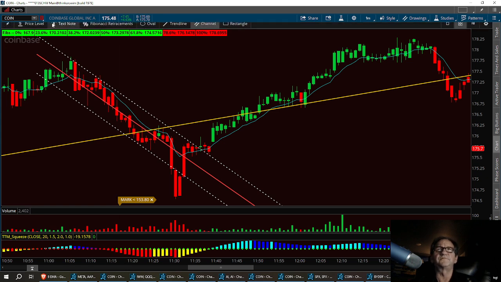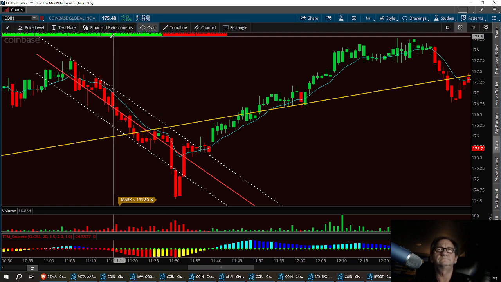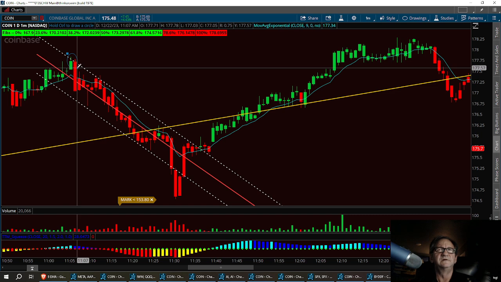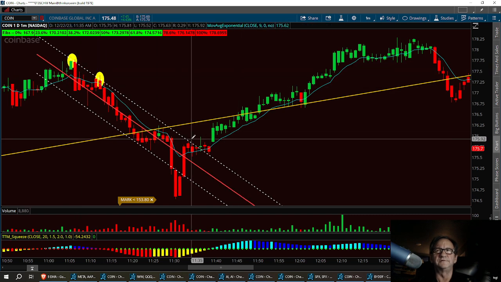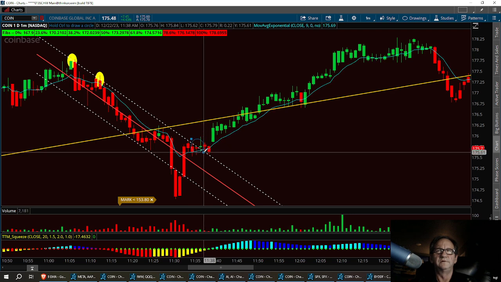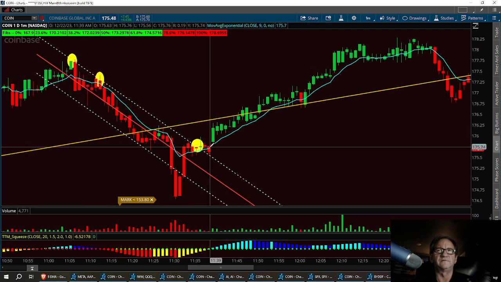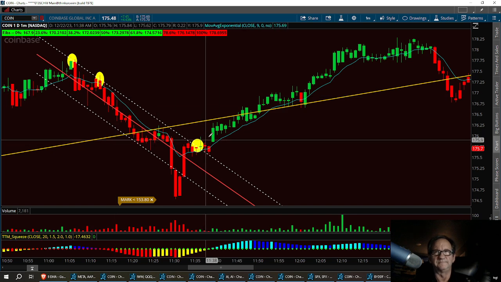And we count to 3. This counting to 3, and if it doesn't work, you know it doesn't work. But there we go. We count to 3 and she breaks out of the channel. This is a triple top breakout.